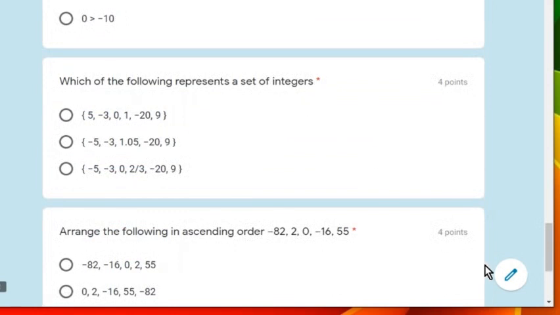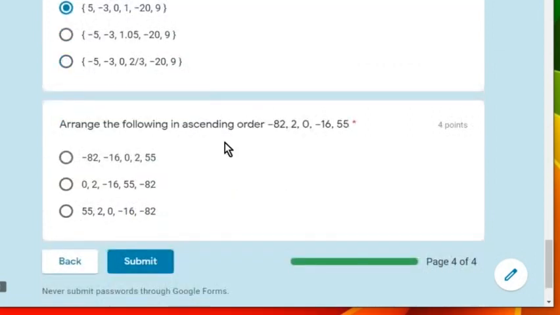Which of the following statements is a set of integers? Remember, integers cannot be decimal numbers or fractions. So in the third set, we can see a fraction there. That is not a set of integers. I can also see a decimal number in the second set. That is also not a set of integers. So the correct answer is the first one. They are all whole numbers that are negative or positive.